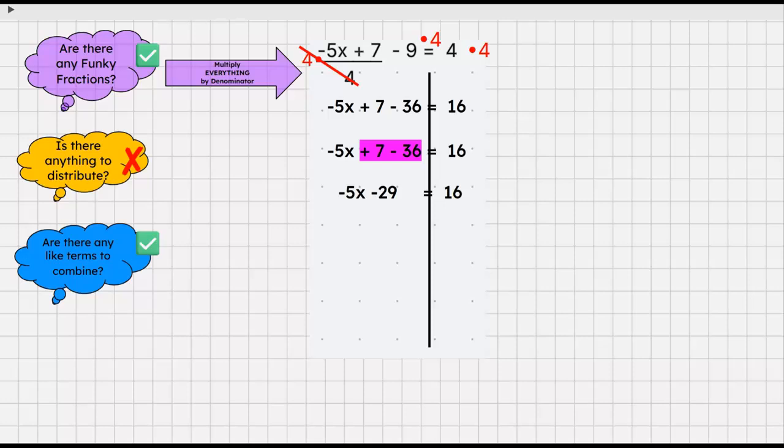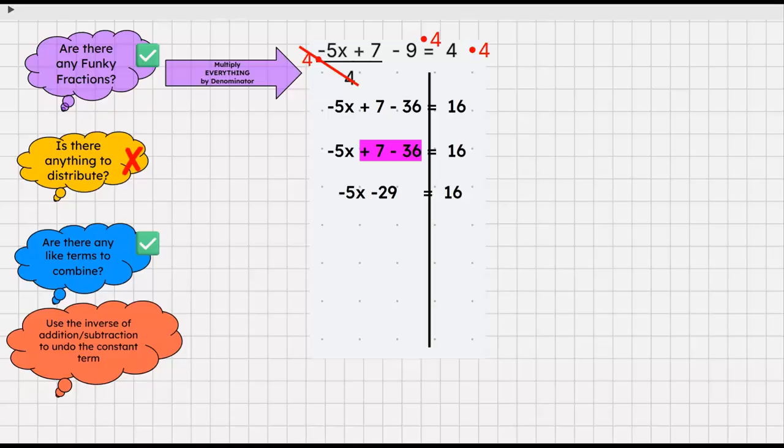So now we have this two-step equation that we can solve by moving the constant first with the inverse of subtraction, which in this case is addition. And we're going to add 29 to both sides. When we add 29 to both sides, we get negative 5x equals 45.